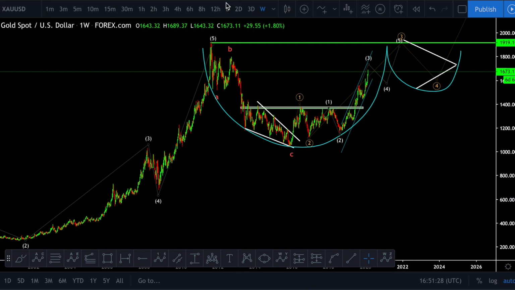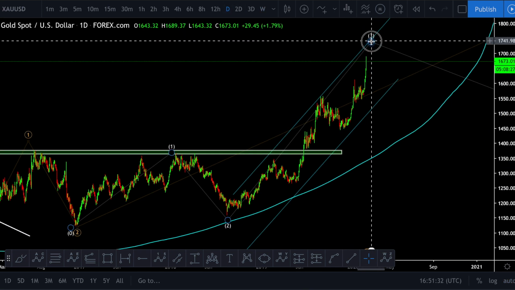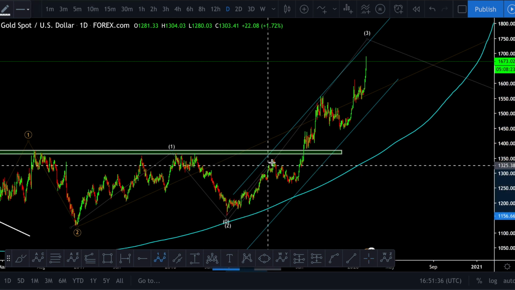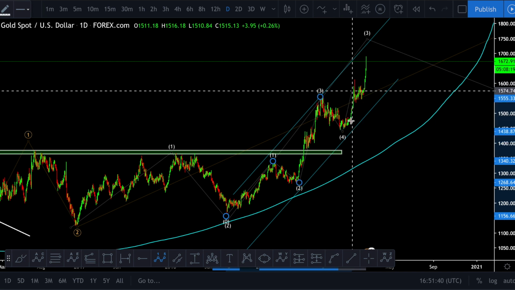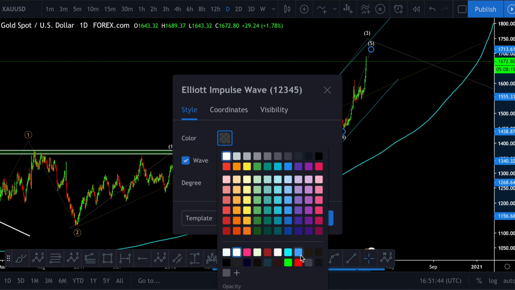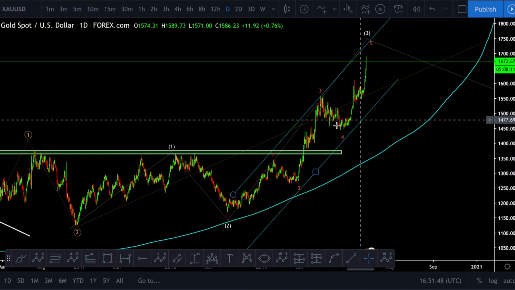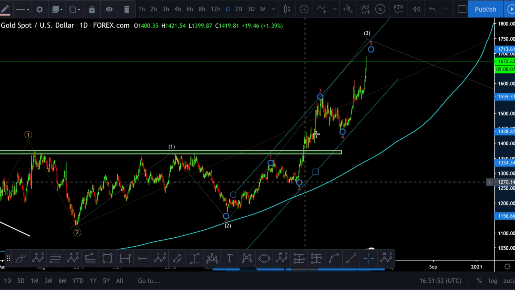And in terms of the lower time frames, we can see that this is a 5-wave impulse. In this wave 3, the white wave 3, we should be able to count 5 smaller waves, and I believe we can. 1, 2, 3, 4, and this fifth wave should be done very soon. Let's go ahead and make that red and change the degree, and that's the lowest degree we'll be looking at today.